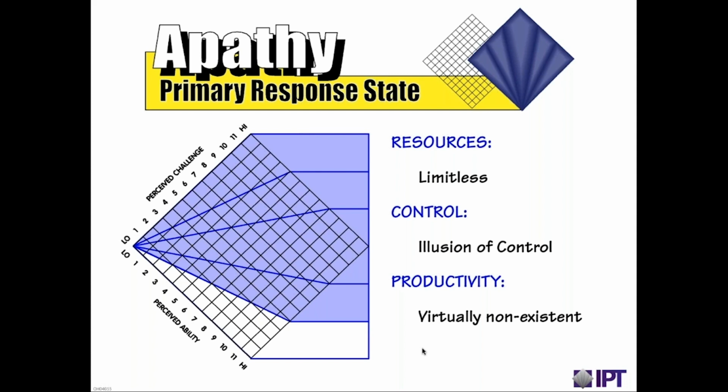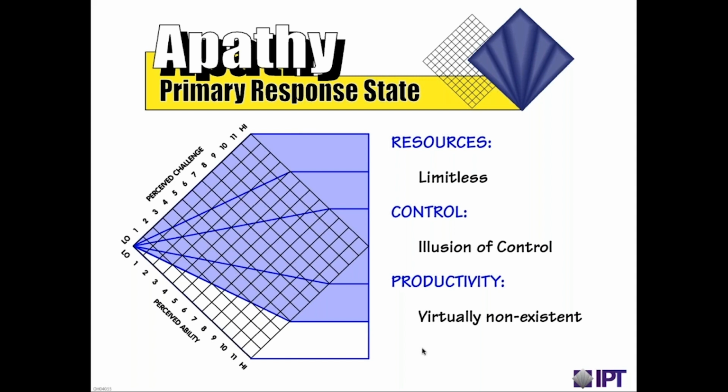They believe they've got all the resources they need, and then some. Resource availability is perceived as limitless. And when it comes to control, they're going to tell you with every word they utter, yeah, I'm in control. Absolutely everything's perfect. It's all totally fine. There's no problems, no worries, no nothing.